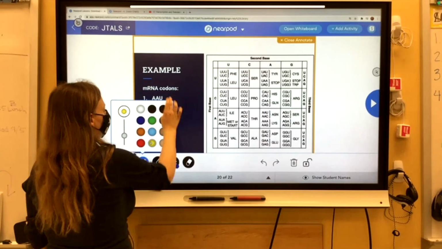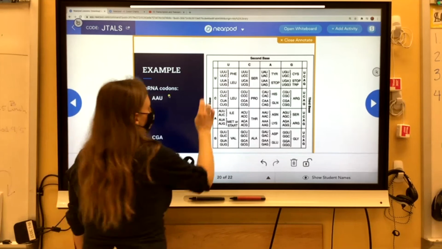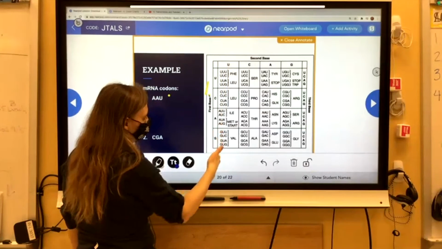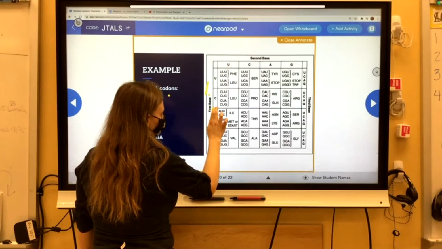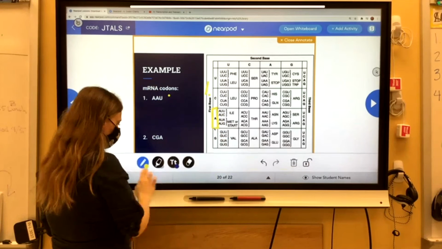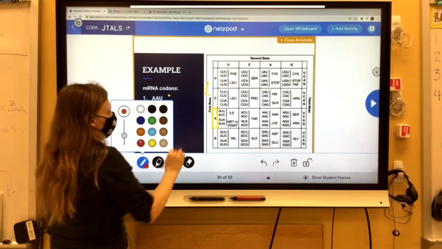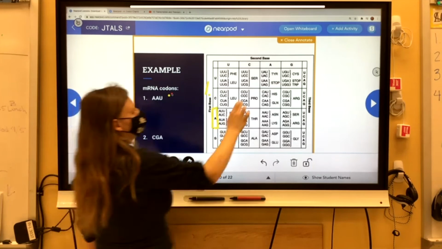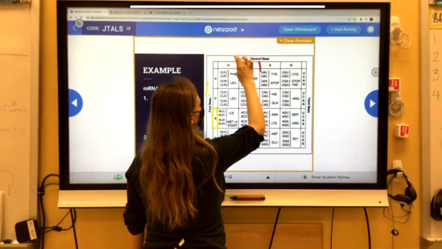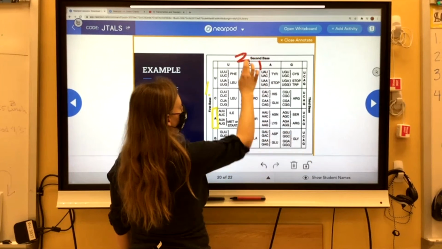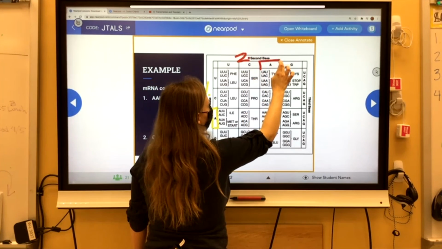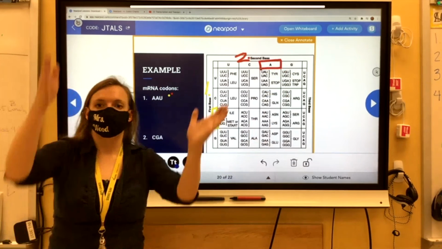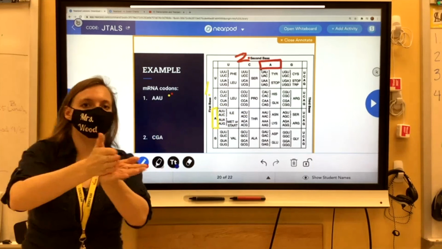All right, our first one is AAU. So remember my first piece, I'm going to find on the side here. So I'm looking down and I see A right there. So there's my first one. Second base is also an A. So here we go. I'm going to come across the top. Sorry, I jumped ahead. I got so excited. And I can find my second base across the top. This is when we're going to have that coordinate plane happening.